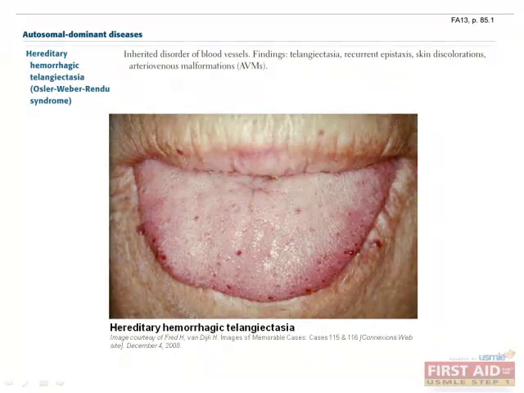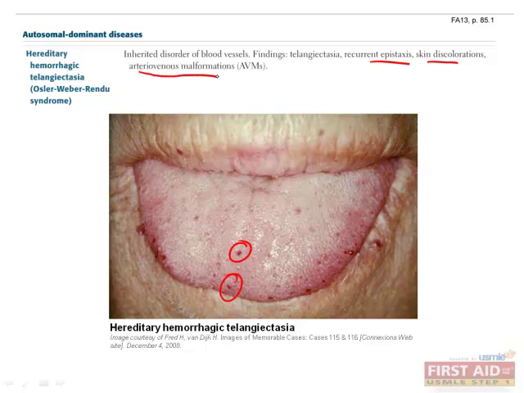Hereditary hemorrhagic telangiectasia is an inherited disorder of blood vessels that result in telangiectasias, which are dilated blood vessels near the surface of the skin. You can see a few in this image of the tongue. This can also cause recurrent epistaxis, or nosebleeds, skin discolorations, and arteriovenous malformations.